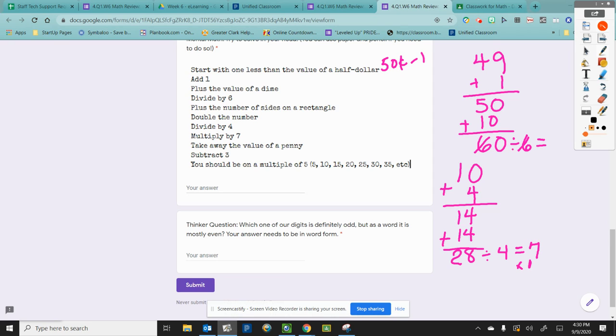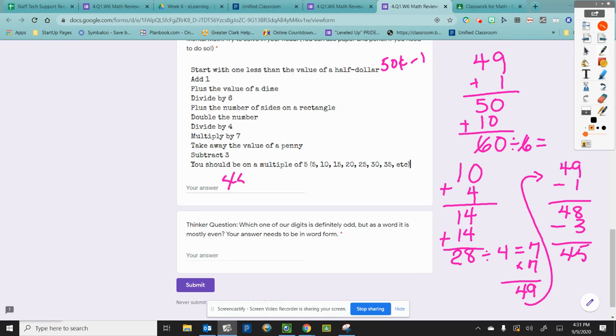And then after that, I am going to bring that 49 up here, up to the value of the penny. That leaves me with 48. And then I have to subtract 3, and I end up with 45. And is 45 a multiple of 5? Let's see. 5, 10, 15, 20, 25, 30, 35, 40, 45. Sure enough, because 5 times 9 equals 45. Hopefully that wasn't too hard.